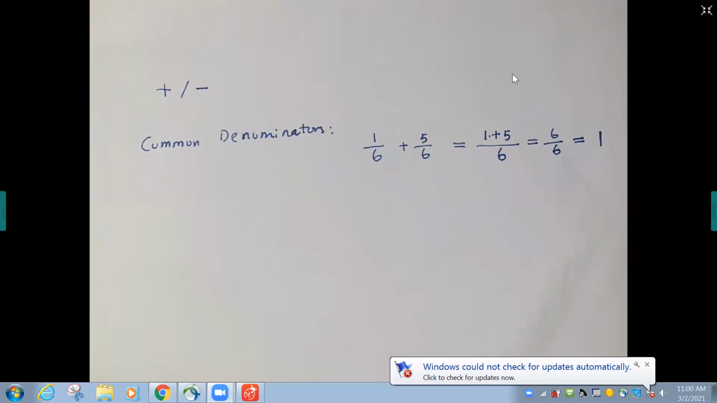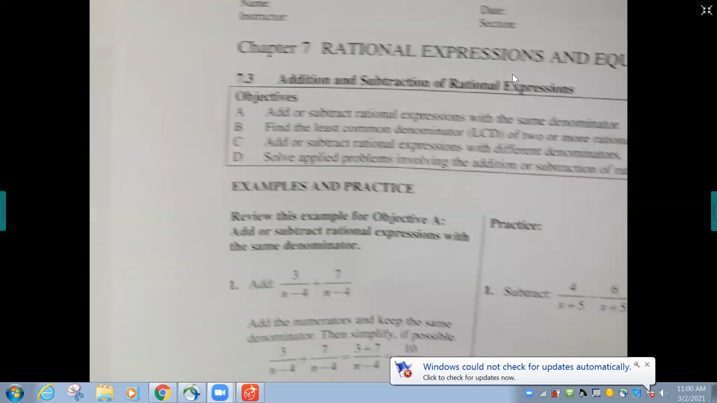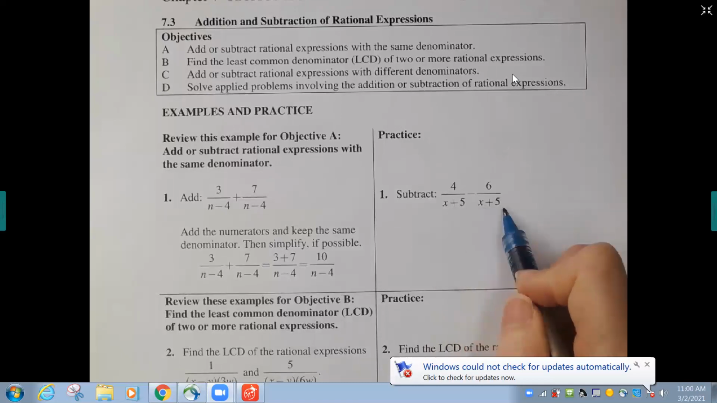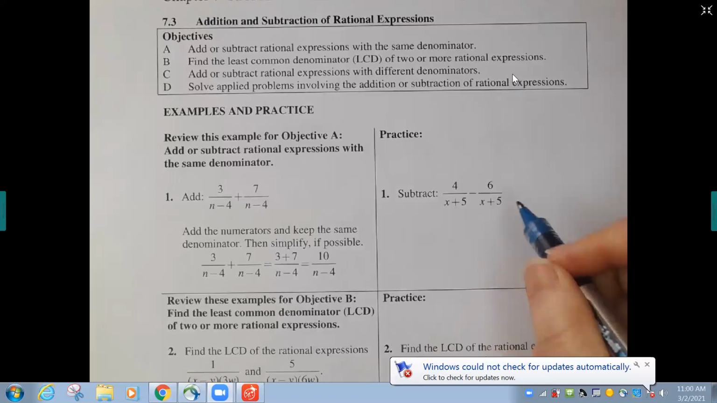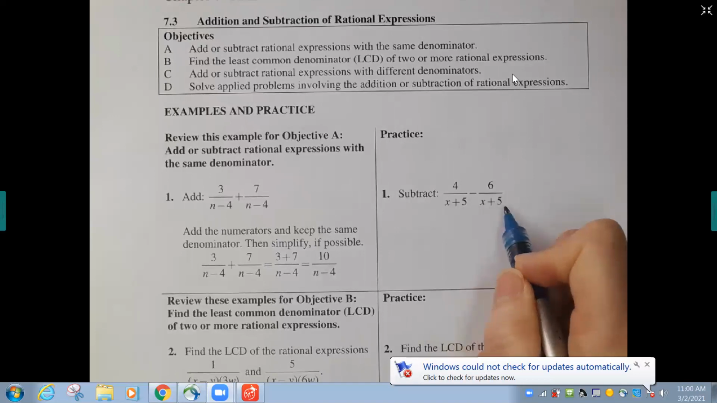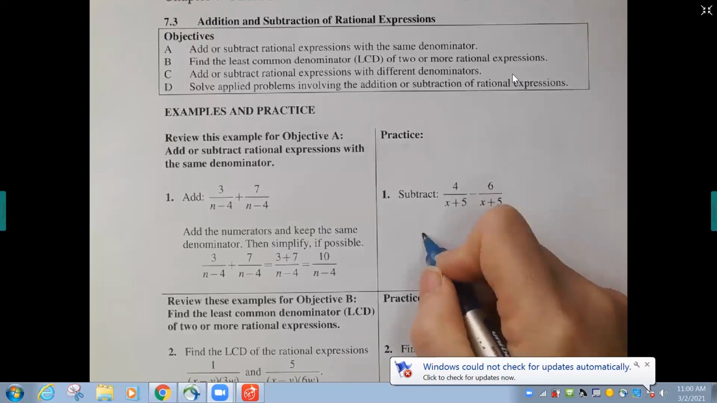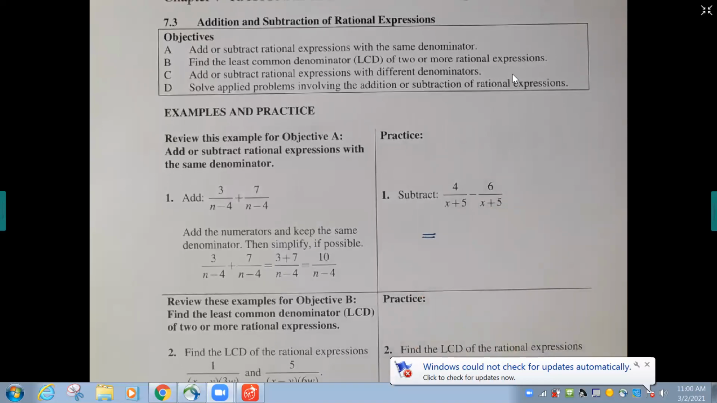This is the fraction number. If we have a regular rational expression, follow the same way. So look at what I have here. I'm doing a subtraction. So, okay, let's look at their denominator. Do they have the same denominator? I see x plus 5, I see x plus 5. Okay, they are ready to be subtracted now.